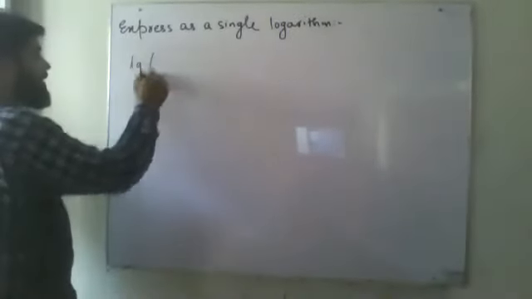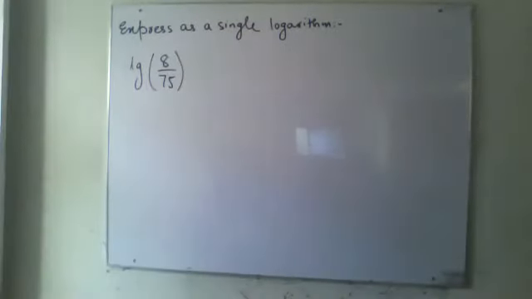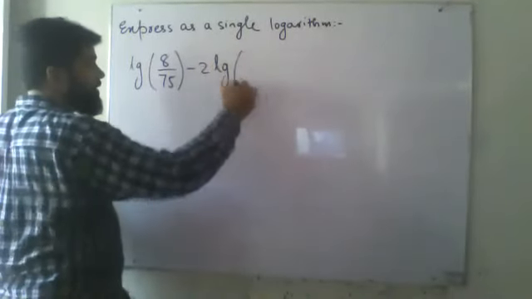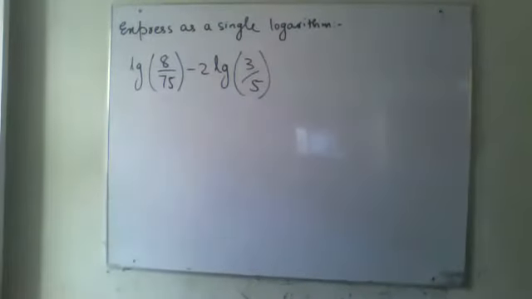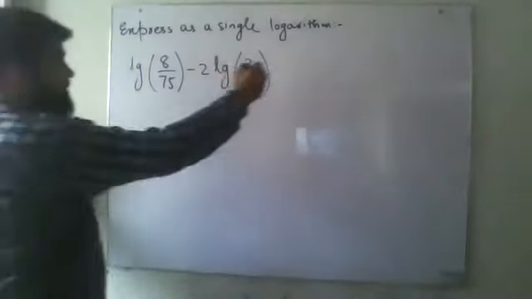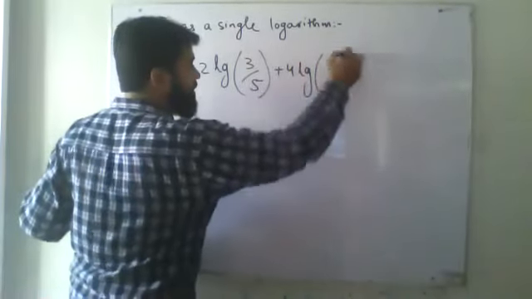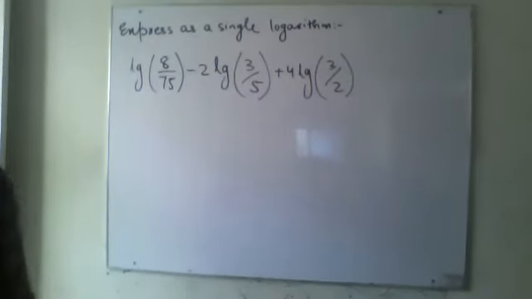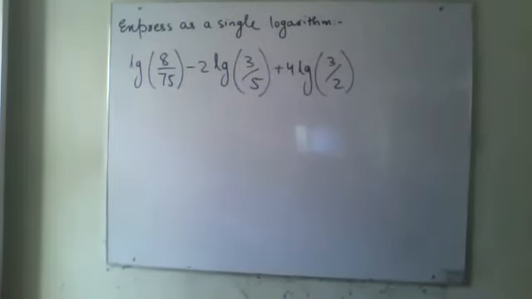log 8/75 minus 2 log 3/5 plus 4 log 3/2. This is the question given to me, and again they are telling us to express it in a single log. Okay, so now how am I going to solve it?